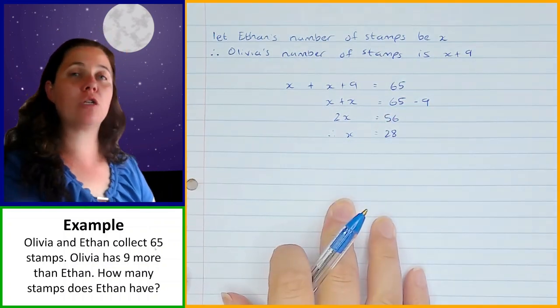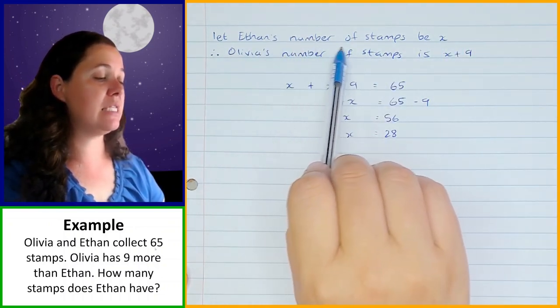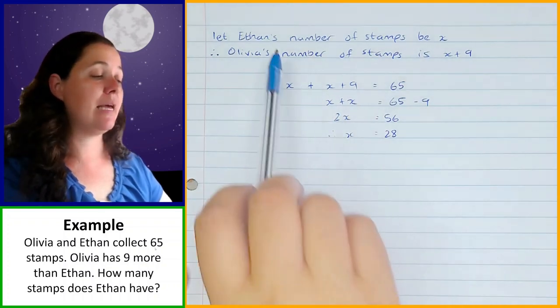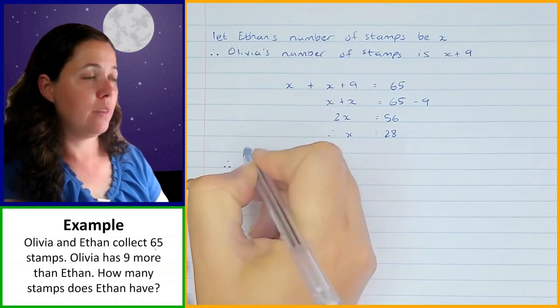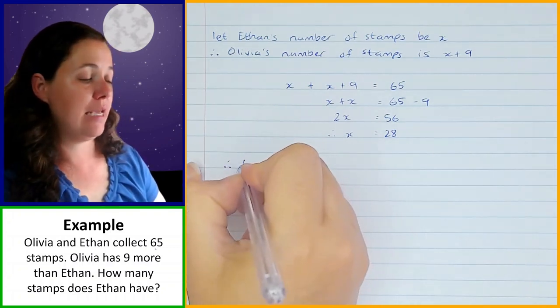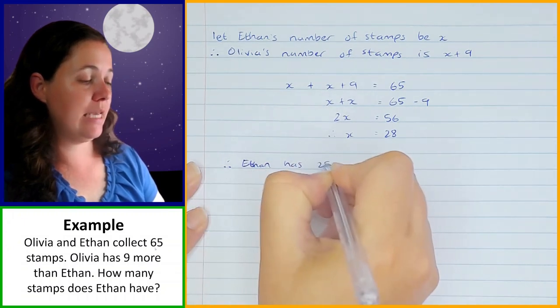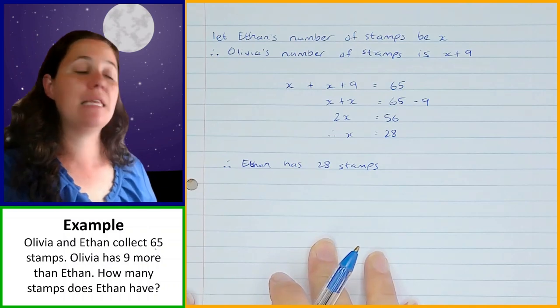Okay, so now I've got a value for x. That means, because I said that Ethan's number of stamps is x, and I now know that x is 28, that means that Ethan has to have 28 stamps. And I can say, therefore, I'm going to answer my question. Ethan has 28 stamps. Okay, but now I said that there's another way of doing it.